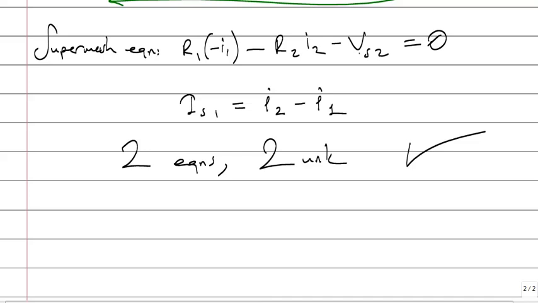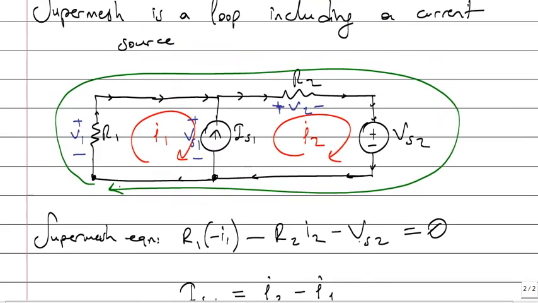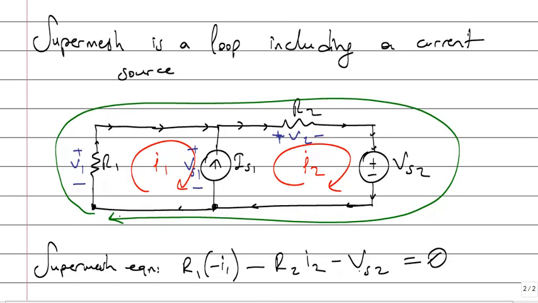It's a definition. Super mesh is a loop which contains a current source. That's it. It's a name, okay? What's your name? Alper. This is the name of that loop, super mesh. Okay, let's have a numeric example on this.